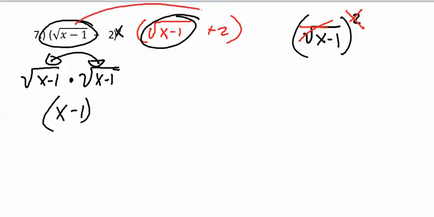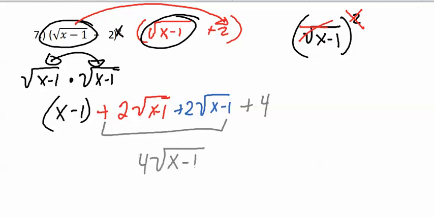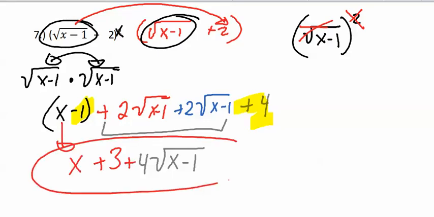Next thing you're going to do is the outer. So I'm going to get 2 square root of x minus 1. Do the inner, which will also be 2 square root of x minus 1. And finally, I'm going to do the last, which is plus 4. These are like terms because the index and the radicals are the same. So I get 4 square root of x minus 1. I'll add my like terms, negative 1 and 4, which is 3. And then I drop down the x. So there's my answer.